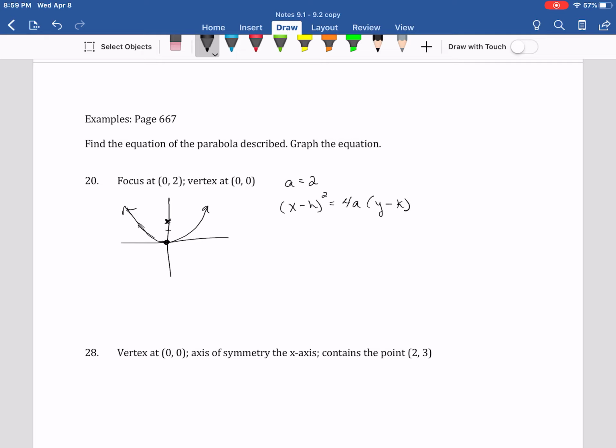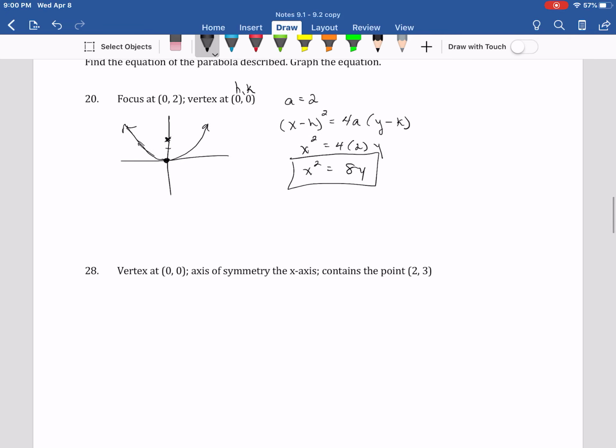They go together. Okay, so now we know that the vertex is at the origin, right? Well, that's your h and your k. All right, and we just determined that the focus is 2 units above the vertex. That makes a equal to 2. Put it all together, you get x squared equals 4 times 2 times y. Or how about x squared equals 8y? That's the general formula for this parabola.